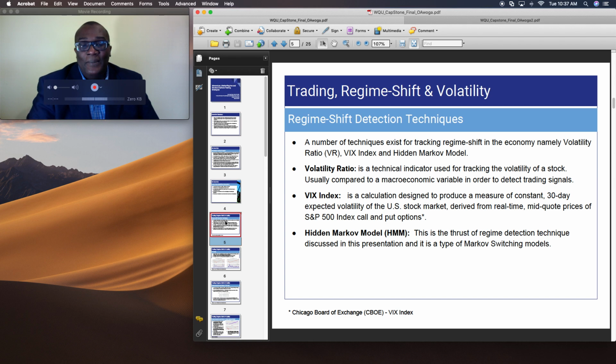Finally, the HMM, hidden Markov model, is the thrust of our discussion for regime shift detection. And it usually works by analyzing a time series and identifying periods of low volatility and high volatility. That information can then be used in conjunction with a momentum trading technique to generate buy or sell signals.